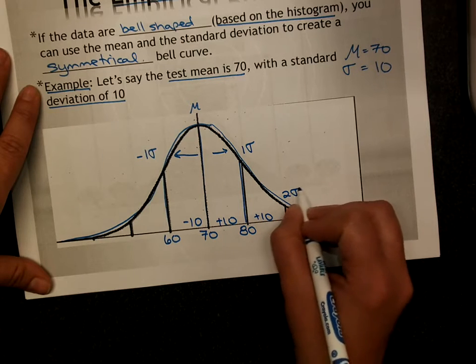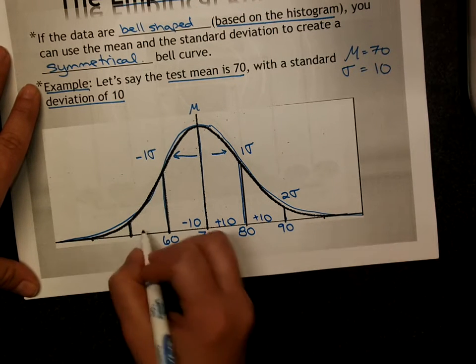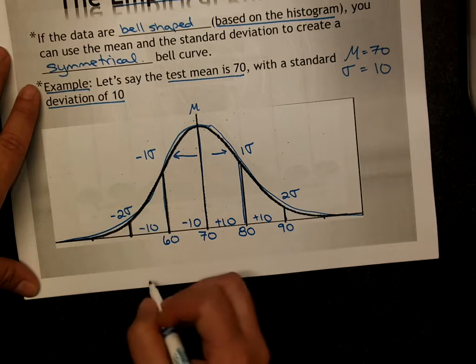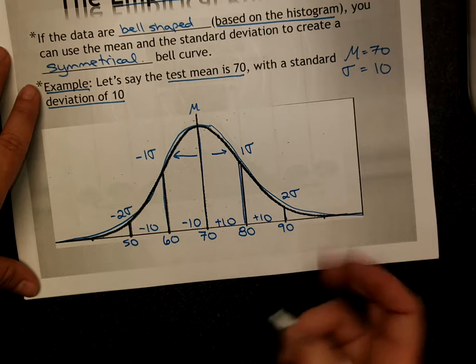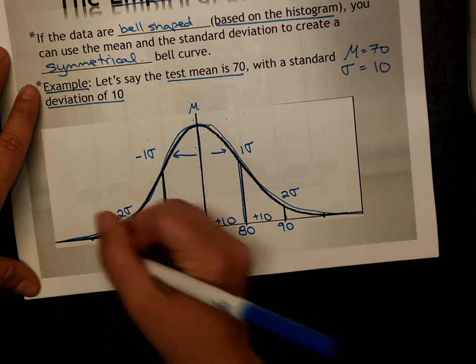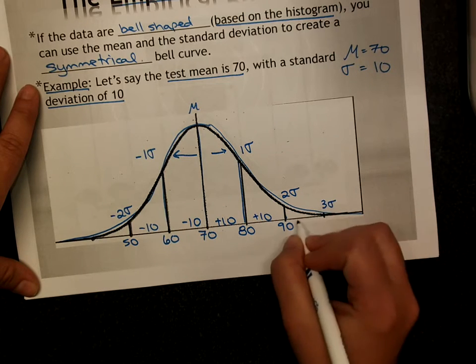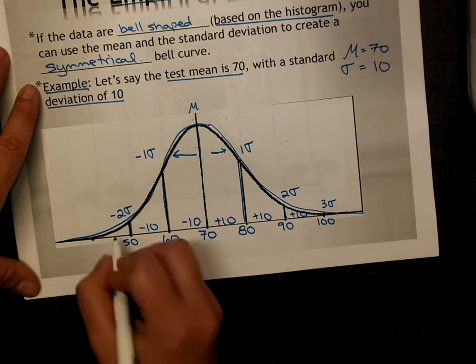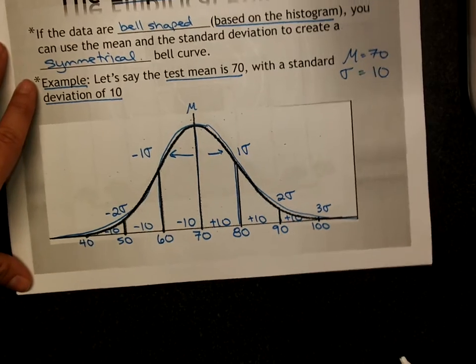This is 2 standard deviations, and that will take me to 90. And if I subtract 10 more, that'll be -2 standard deviations, and that will put me down at 50. We always go one more, and it's always at the very end of the curve, so we always go 3. 3 standard deviations, we'd add another 10, and that would get us to 100, or subtract another 10, that would get us down to 40.